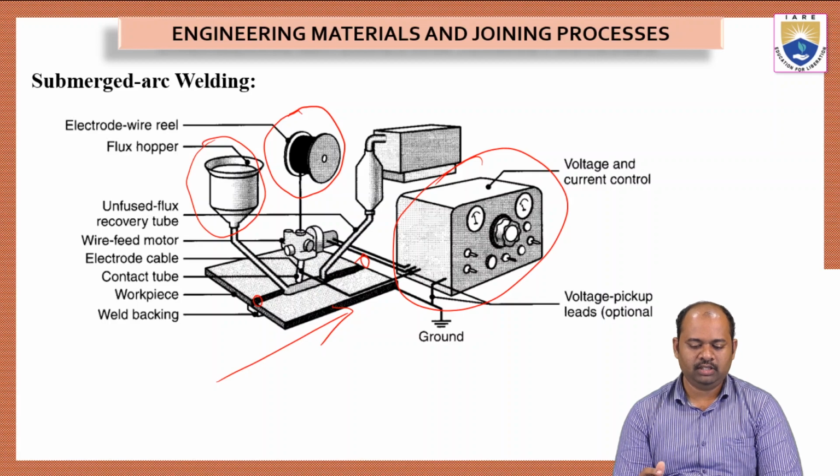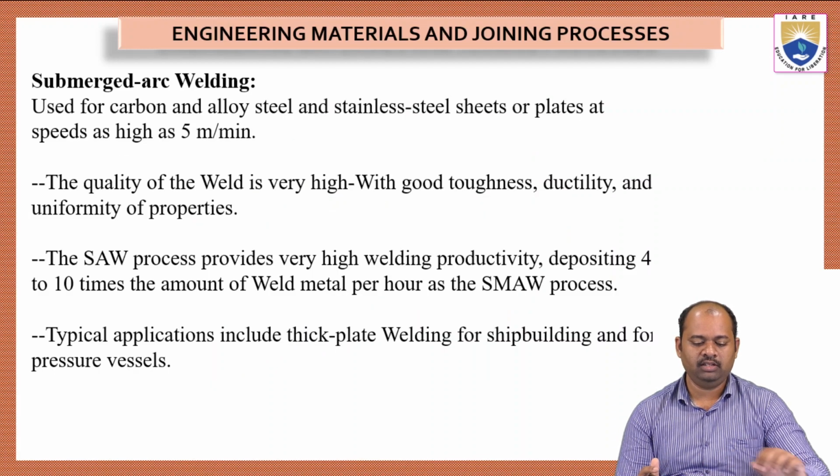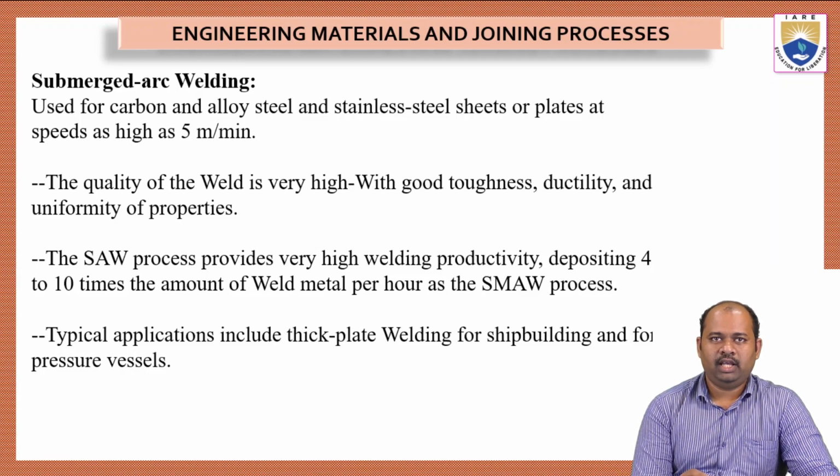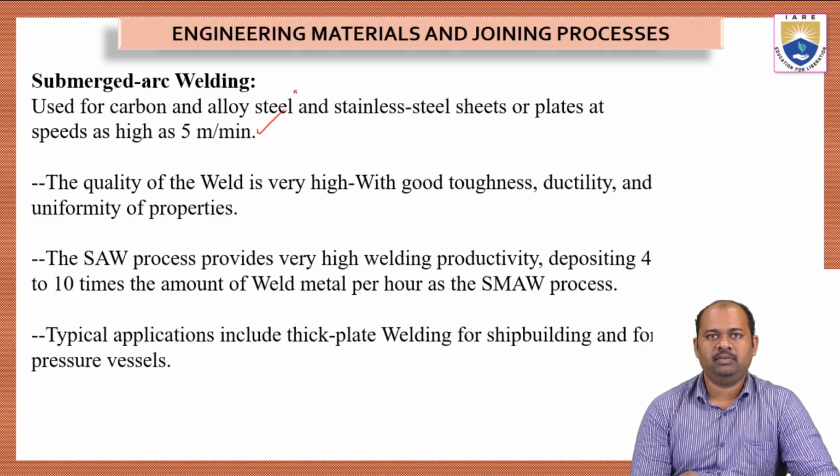Okay, so these are some of the advantages of submerged arc welding. It is used for carbon and alloy steels and stainless steel sheets, at speeds as high as 5 mm per minute. And the quality of the weld is very high, with good toughness, ductility, and uniform properties, because we are completely shielding the weld with this flux powder.